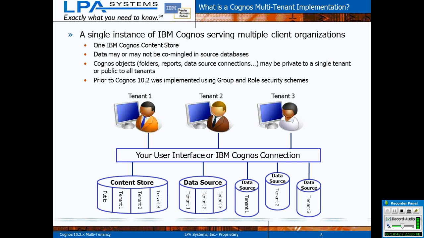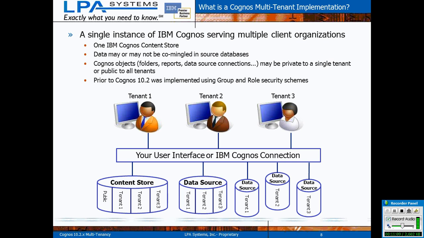So when I have a single instance of Cognos that serves multiple client organizations, everybody's hitting the same URL, getting the same login page, but when they log in, the objects that they can see in the shared content store for that instance are isolated to one tenant or another, or may be shared. So you have one Cognos connection. In our picture, we have 3 tenants. One of them logs in.